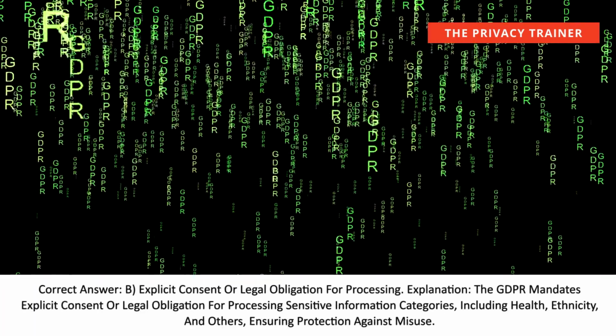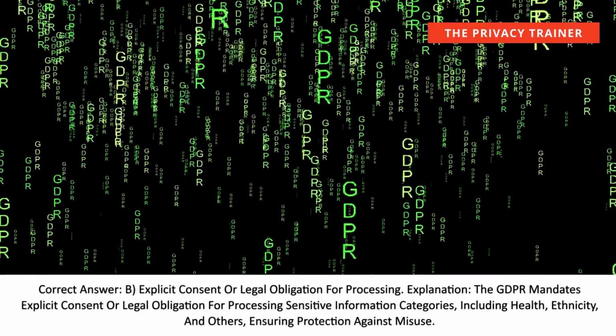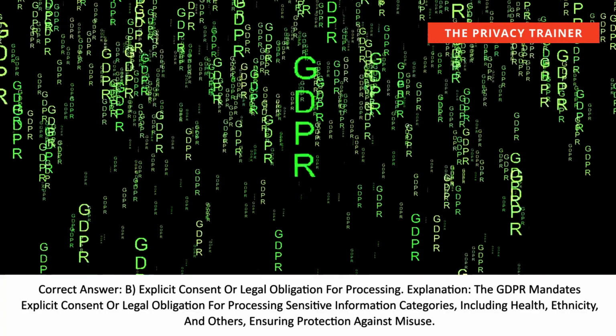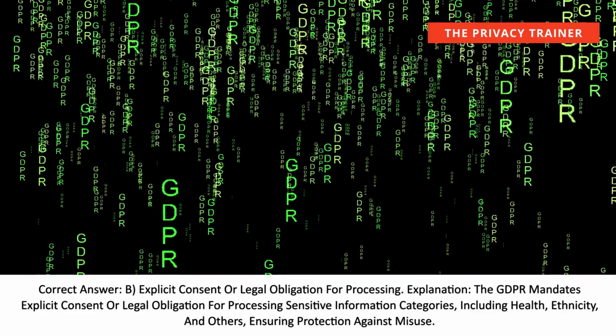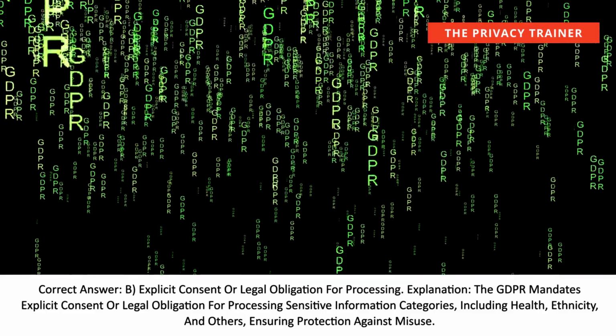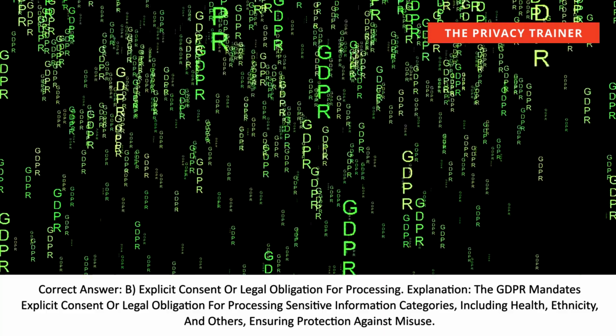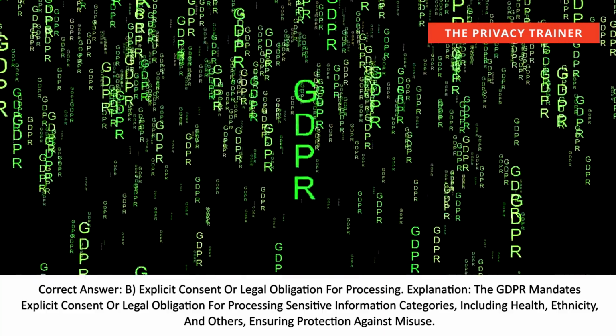Correct answer: B. Explicit consent or legal obligation for processing. Explanation: the GDPR mandates explicit consent or legal obligation for processing sensitive information categories, including health, ethnicity, and others, ensuring protection against misuse.